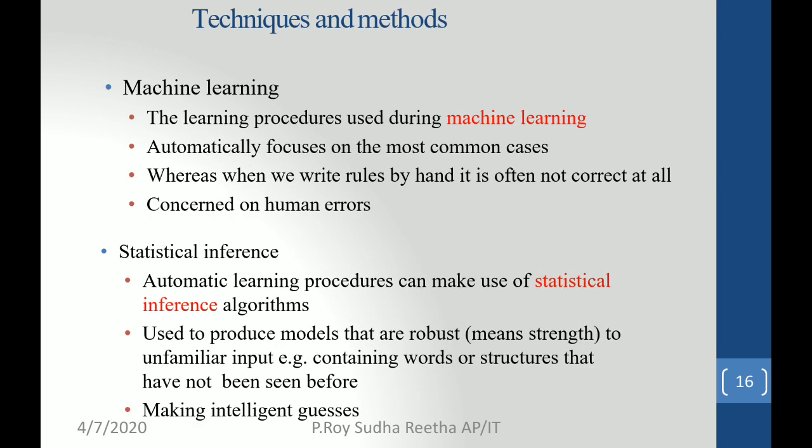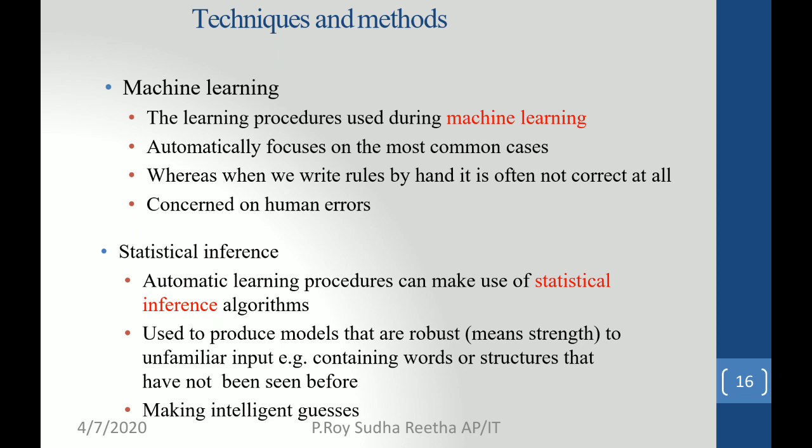And now the various techniques and methods used in natural language processing. The first one is machine learning, and the method used is statistical inference. Machine learning, as we all know, is learning by the machine itself without being explicitly equipped with programs. It learns by itself, and deep learning is one of the technologies used parallel to machine learning, and it focuses on the most common cases.